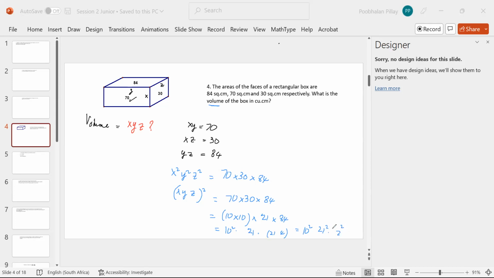So which number squared gives you xyz squared? xyz will have to be 10 times 21 times 2, because xyz squared gives you that. So you find the square root, you take one of the 10s, one of the 21s, and one of the 2s, and that works out to 420. So that is the volume, in cubic centimeters. A volume's units are always cubic centimeters. That gives you the answer to that problem.